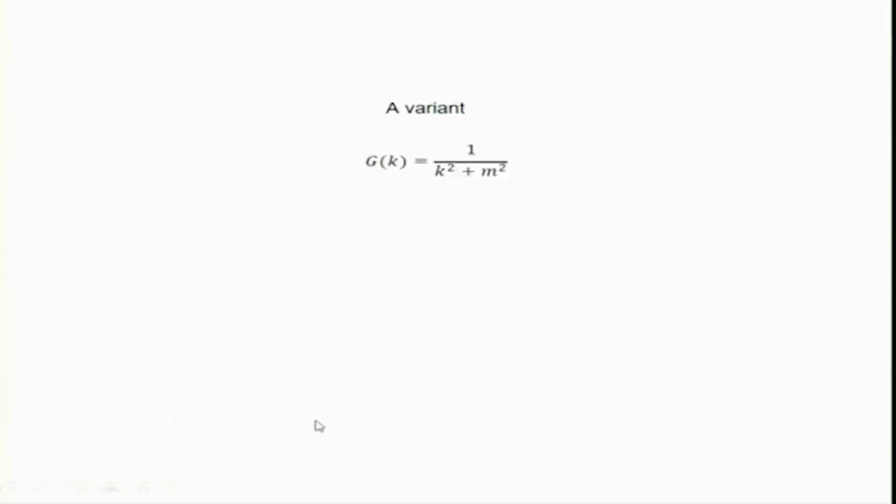Now, a related problem is this: instead of k squared minus k naught squared, I have k squared plus m squared, okay. Now, we can follow the same scheme. Where are the poles, by the way, for this? They are on the imaginary line. Here I do not need to shift the poles, they are already on the imaginary line, plus i m and minus i m. We follow exactly the same procedure.